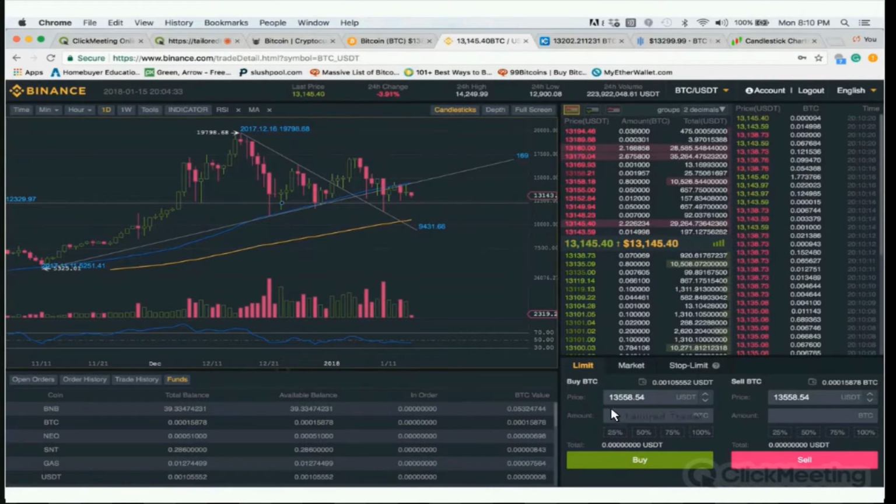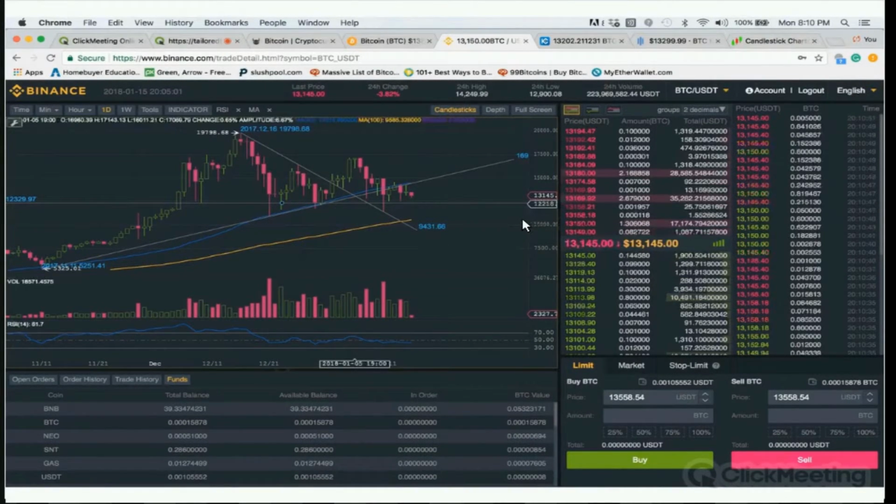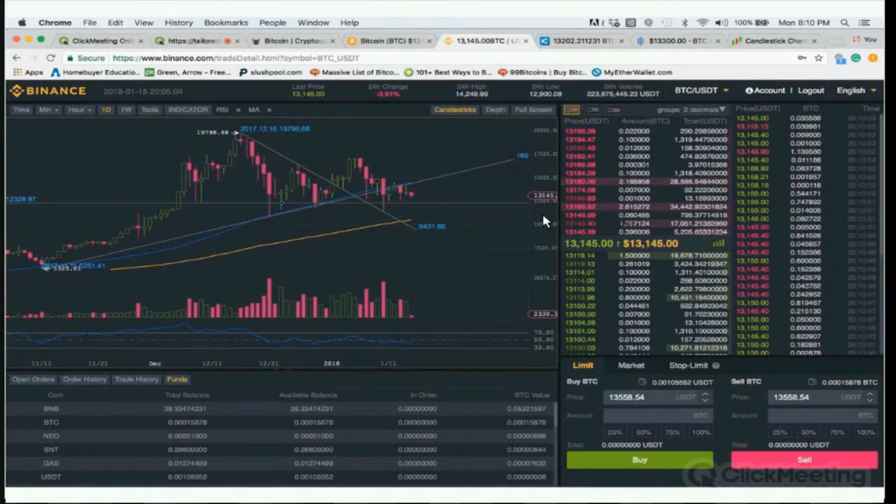So if I was to put a buy limit order, I would basically put an order above the current price. If we take the example on the board right now, the price is at 13,145. So a buy limit would be me placing an order to be triggered anywhere above 13,145. And the same thing goes for a sell limit order, if you want to sell below the current price. You just place an order to be triggered anywhere below the current price.